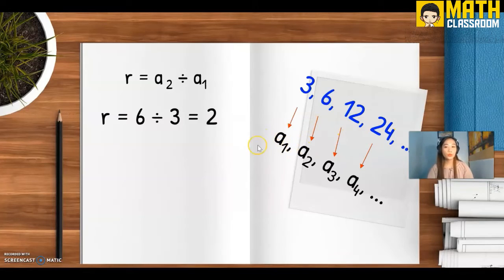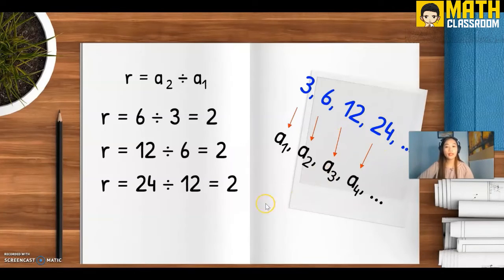Let's proceed to the third term. We have 12 as our third term. The previous term of 12 is 6. So we divide 12 by 6, which is also 2. Next, the last term, 24. The previous term of 24 is 12. So 24 divided by 12 is also 2. Notice that we have 2, 2, and 2. All the ratios that we got are the same. Therefore, we can say that this is a geometric sequence because the common ratio is the same.